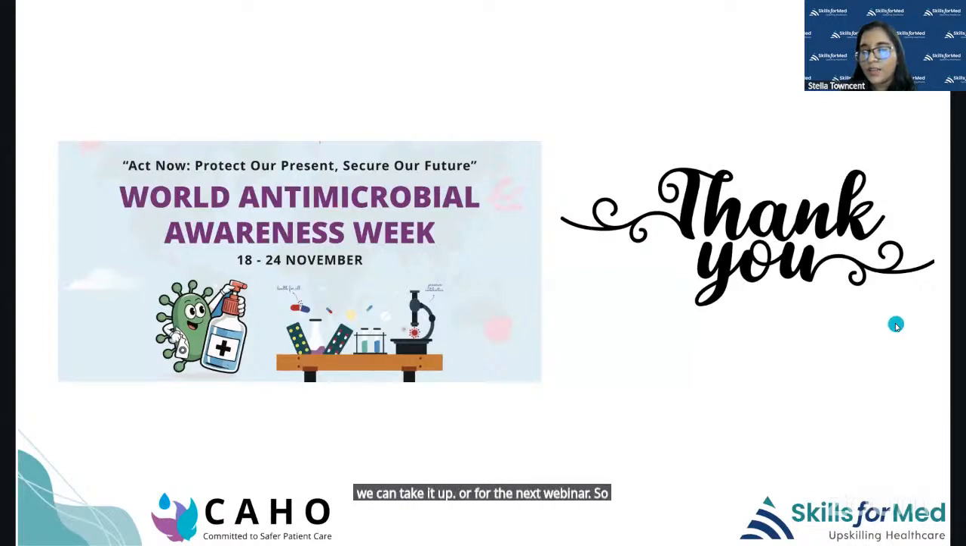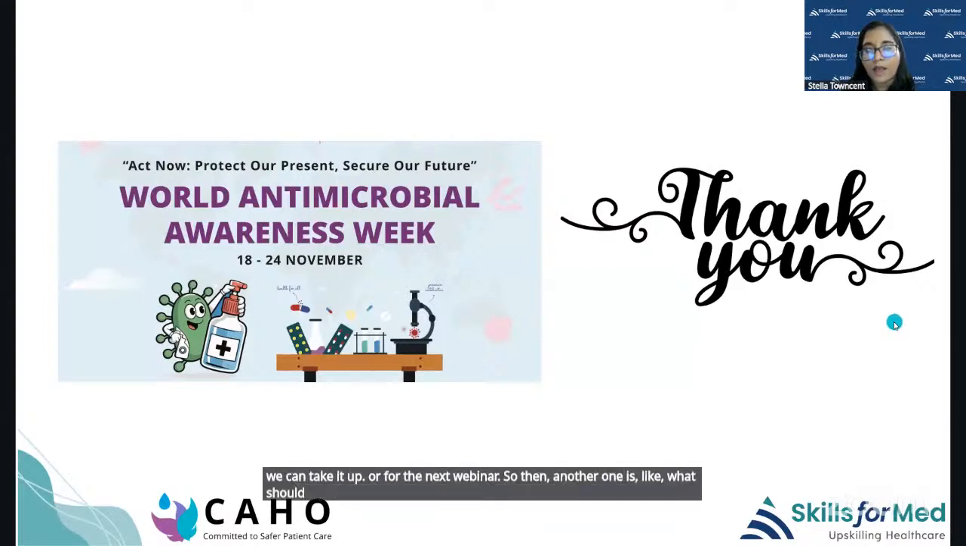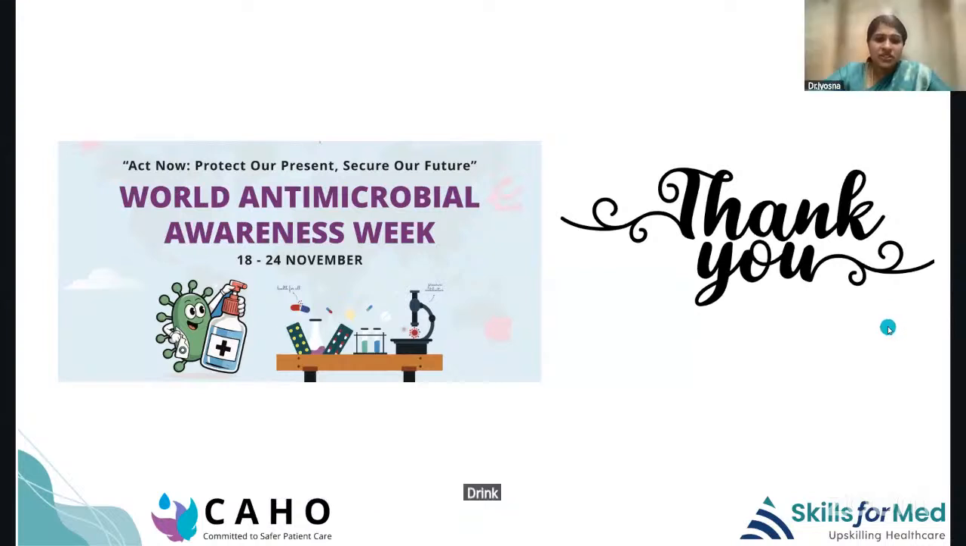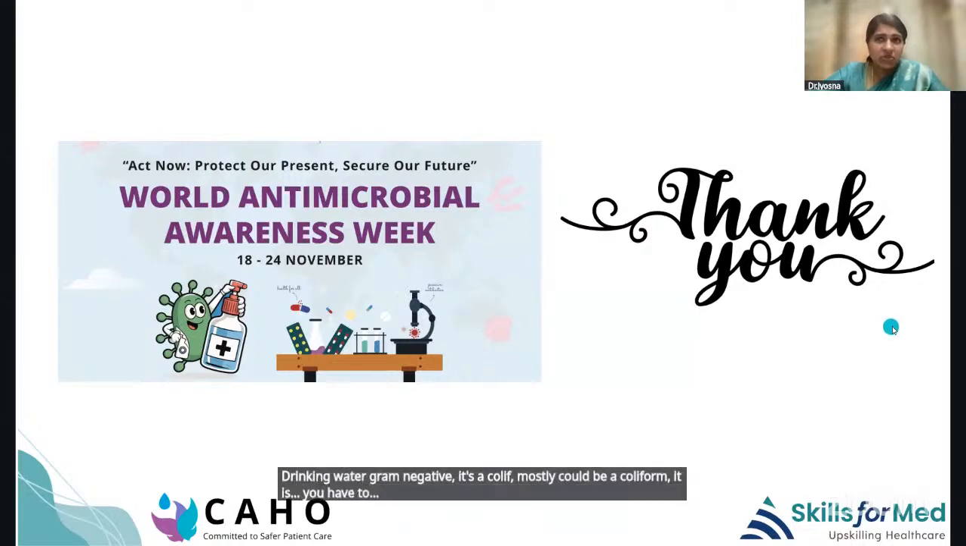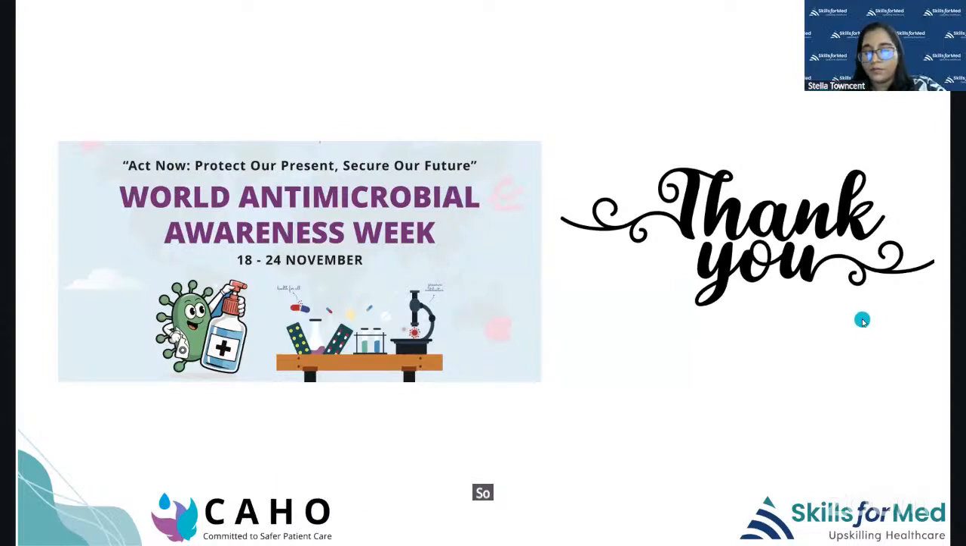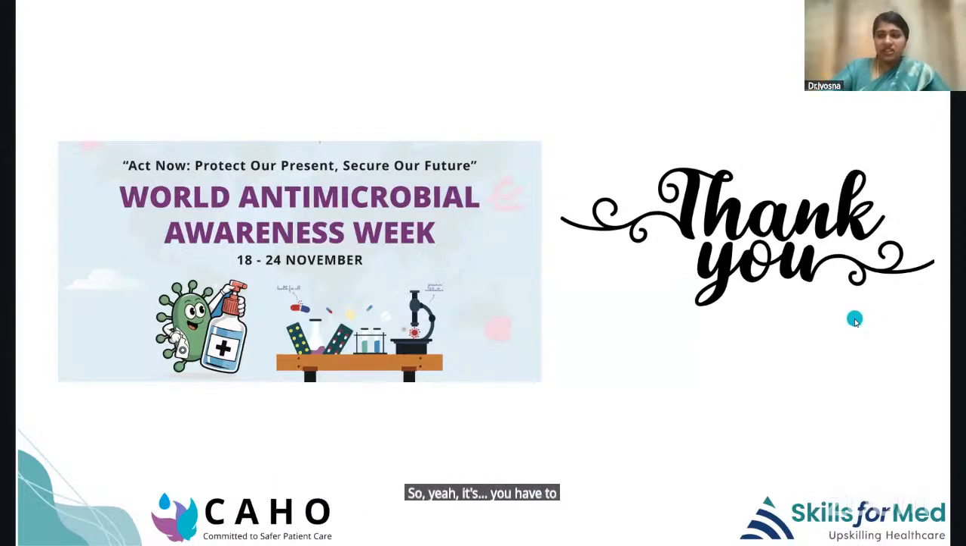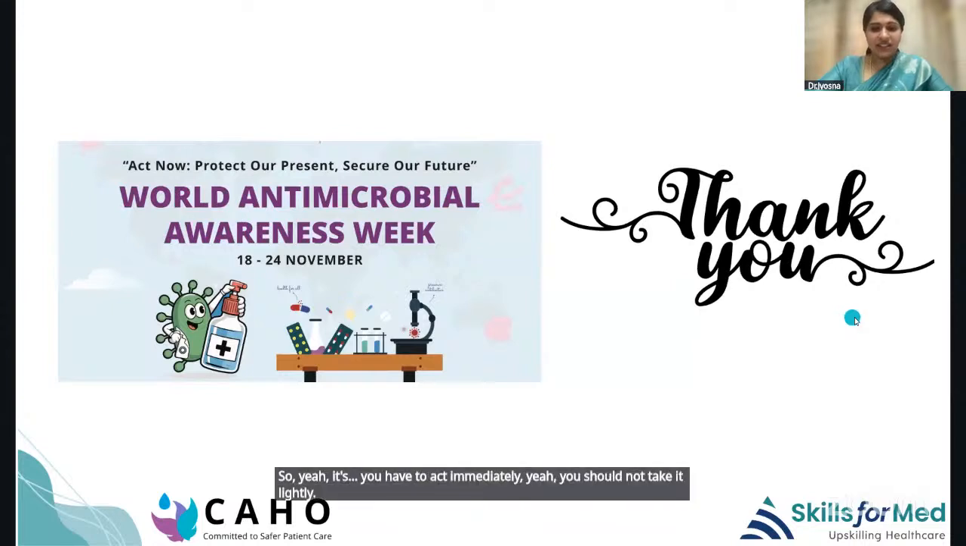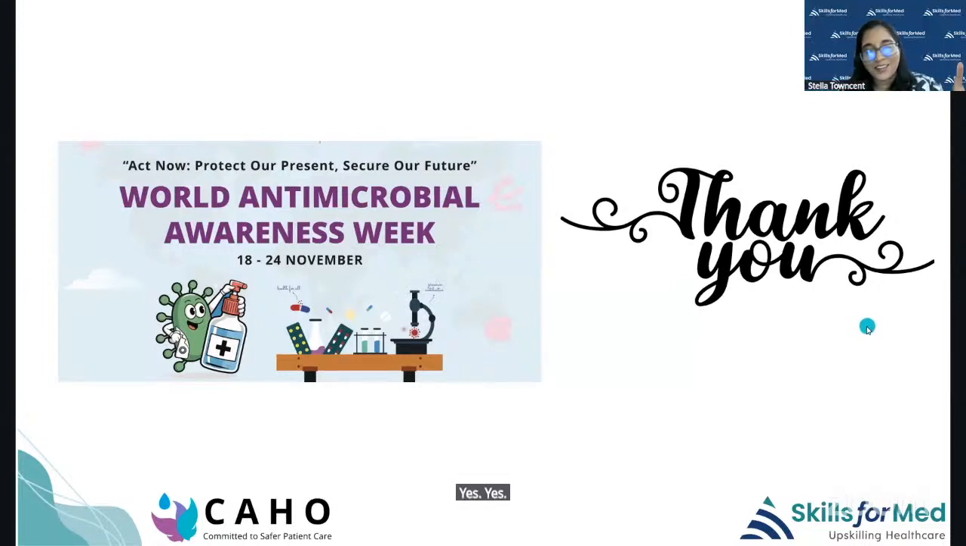Another one: what should be done if drinking water has gram-negative bacteria growth? Drinking water with gram-negative bacteria, mostly it could be a coliform. It is a contamination, and you have to check your RO water plant or your dispenser to see how it got contaminated. It's a serious issue and you have to act immediately. You should not take it lightly.